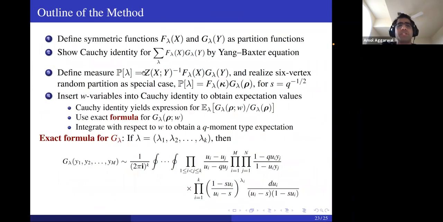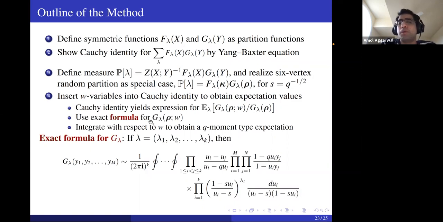So just to summarize how this worked: we defined these symmetric functions, f and g. We showed that they had a quotient identity. We described a measure from them, and we realized the measure that we were interested in as a special case of it. Then we started inserting w variables into this quotient identity, and the quotient identity right off the bat gave you a formula for the expectation value of this g of rho w divided by g of rho.